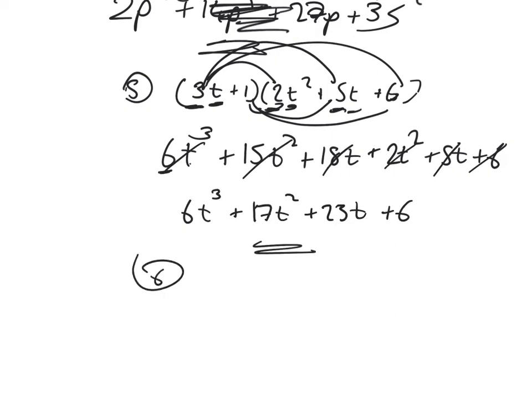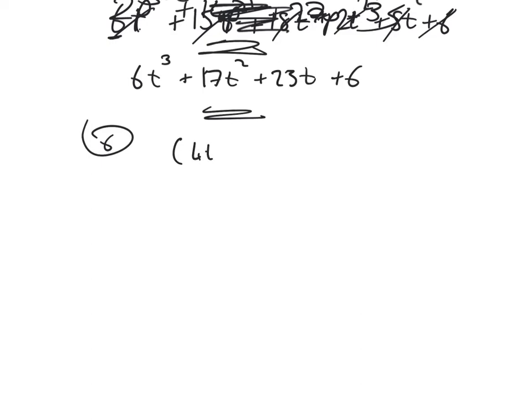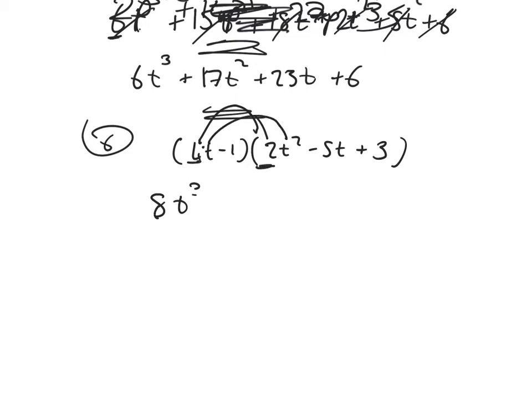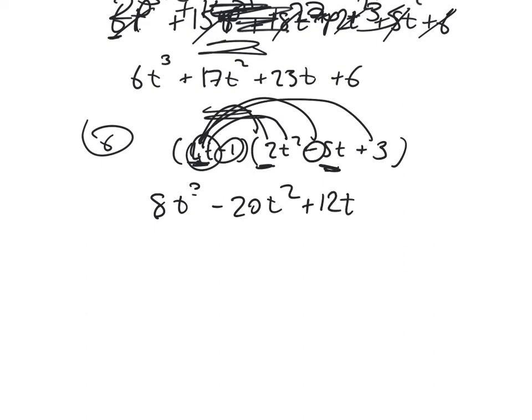Example 6. Okay, 4t minus 1 bracket 2t squared minus 5t plus 3. Okay, so let's bring in some negatives now. So 4t times 2t squared, 8t cubed. So 4 times 2 is 8, and t times t squared is t cubed. 4t times minus 5t, well 4t times 5t is 20t squared, but 4t times minus 5t is minus 20t squared. 4t times 3, 12t. Minus 1 times 2t squared, minus 2t squared.